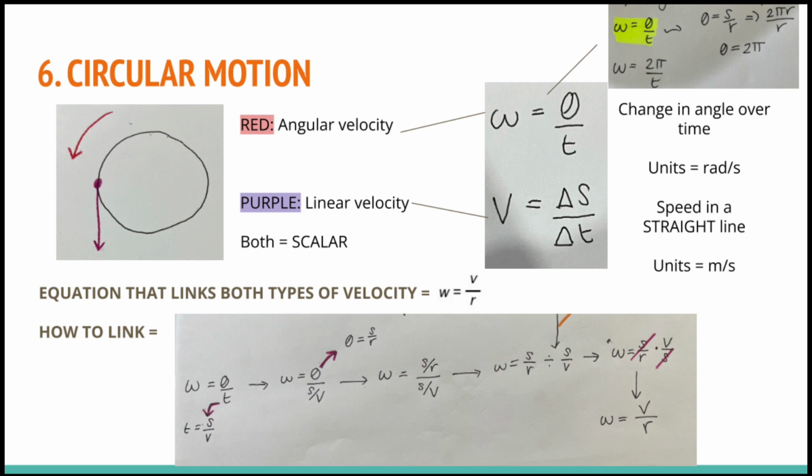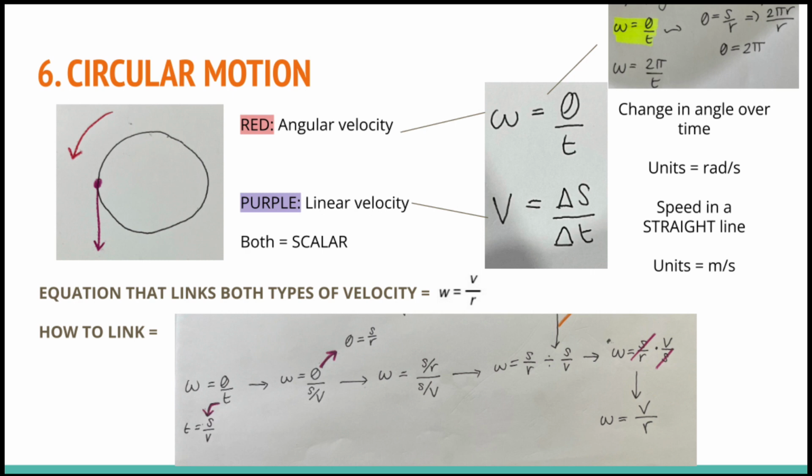But how can this be? As we know, omega equals theta divided by time, and we know theta equals the circumference divided by radius. And we know the circumference is 2 pi r, so 2 pi r divided by r. This means that theta is basically 2 pi, making the formula omega equals 2 pi divided by time. So basically it is the change in angle over time, and the units for this is radians per second.